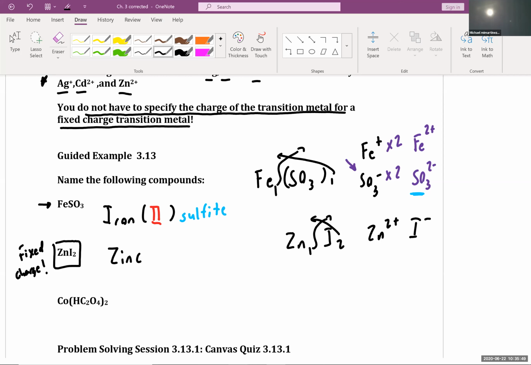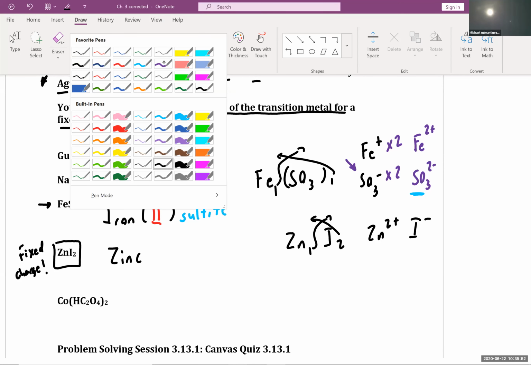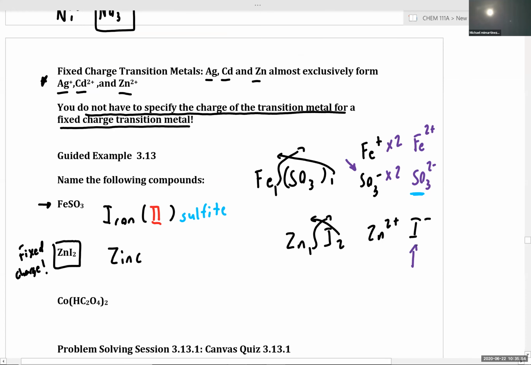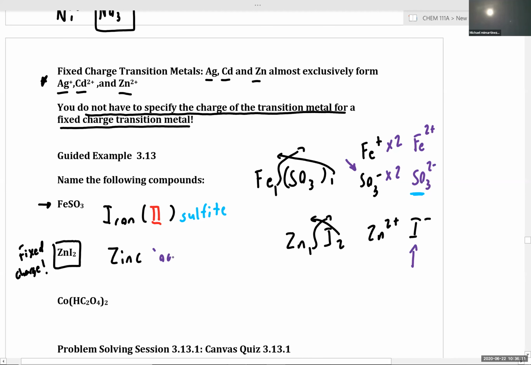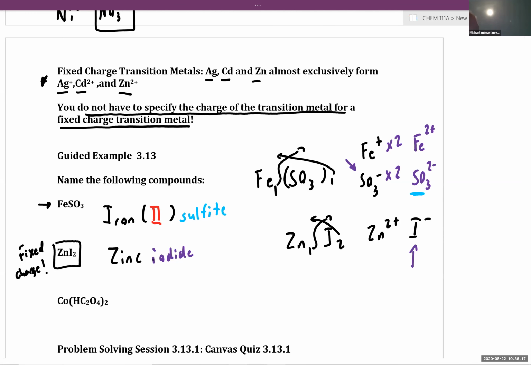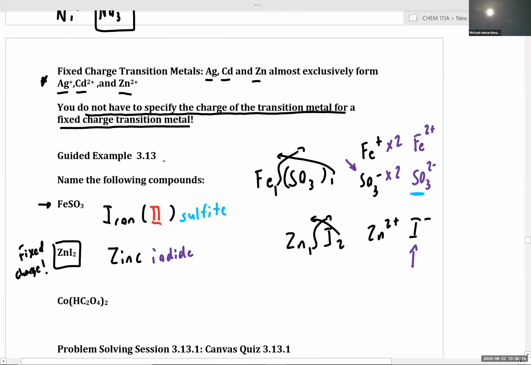Now, let's look at our anion. I- is an atomic anion. So how would we name I-? Instead of iodine, it would be what? Instead of iodine, we'd call this iodide. Yep, iodide, exactly right. So this would be zinc iodide. Perfect.